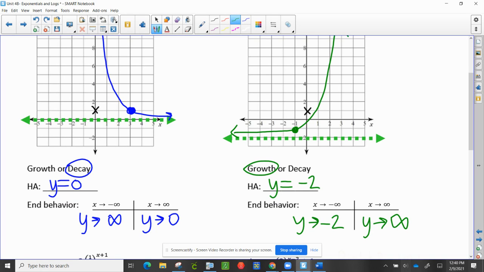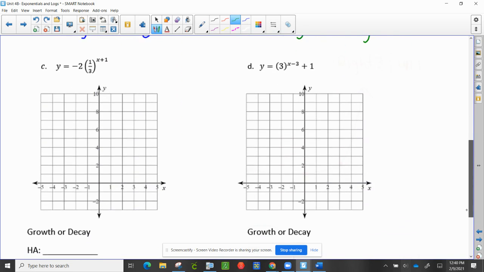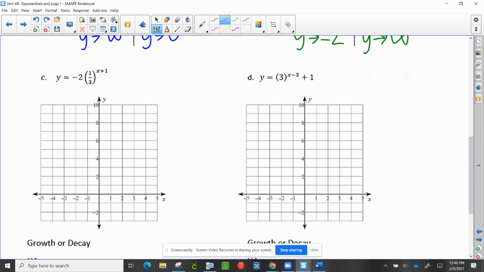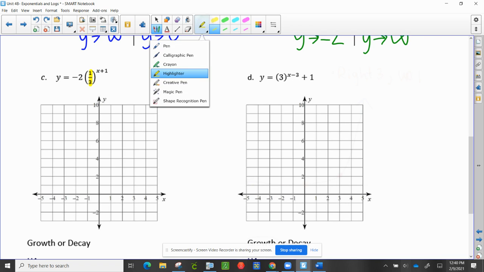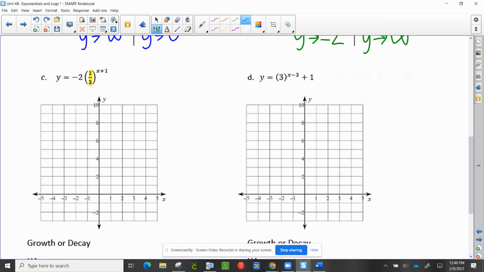All right, I'm going to do one more with you. So this graph, we have a couple things going on. Again, if we look at the 1/3, that's just the base of our exponential function. It is not a transformation. So let's look at what we got. We have a negative in front, which will flip the graph. I have a 2 in front, which is going to stretch the graph.